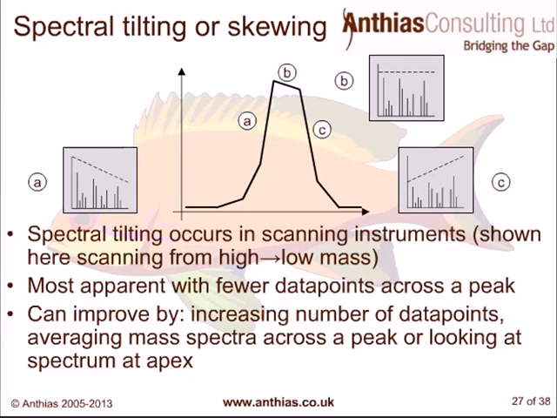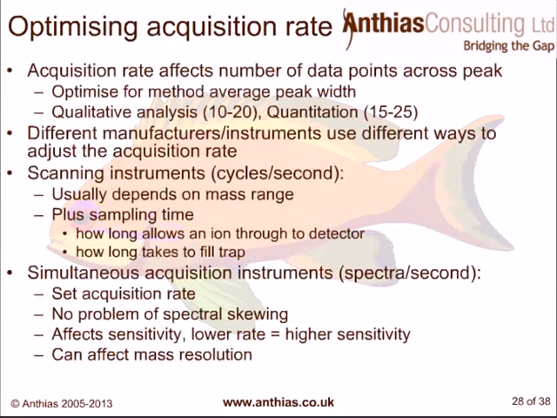Also, the fewer data points we have across the peak, the more we suffer from spectral tilting or spectral skewing. This only occurs in scanning instruments. It's much more apparent with fewer data points, and we can improve this by increasing the number of data points across the peak. So our mass spectrum will look different at the front end, to the middle, to the back end of our chromatogram. This is called spectral skewing. Unfortunately, we don't have time to discuss this further here.